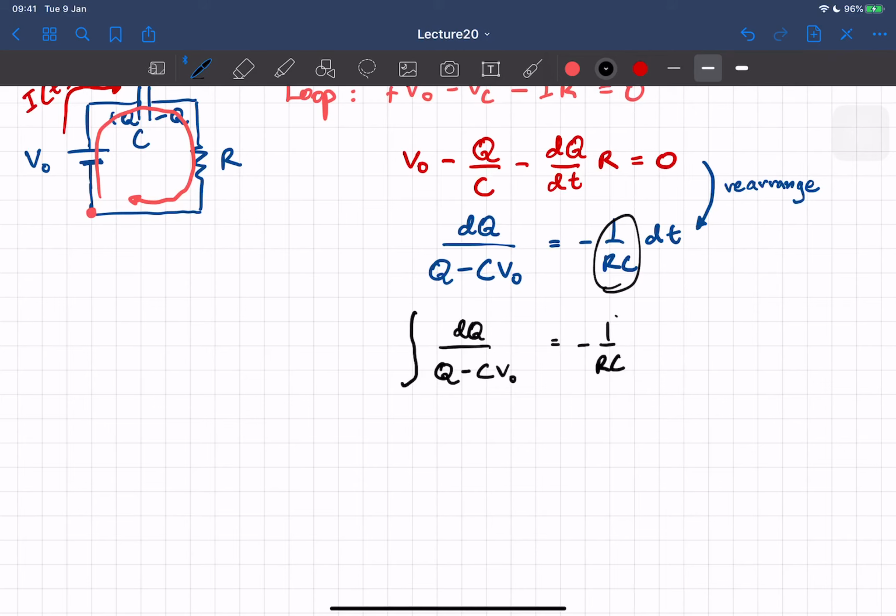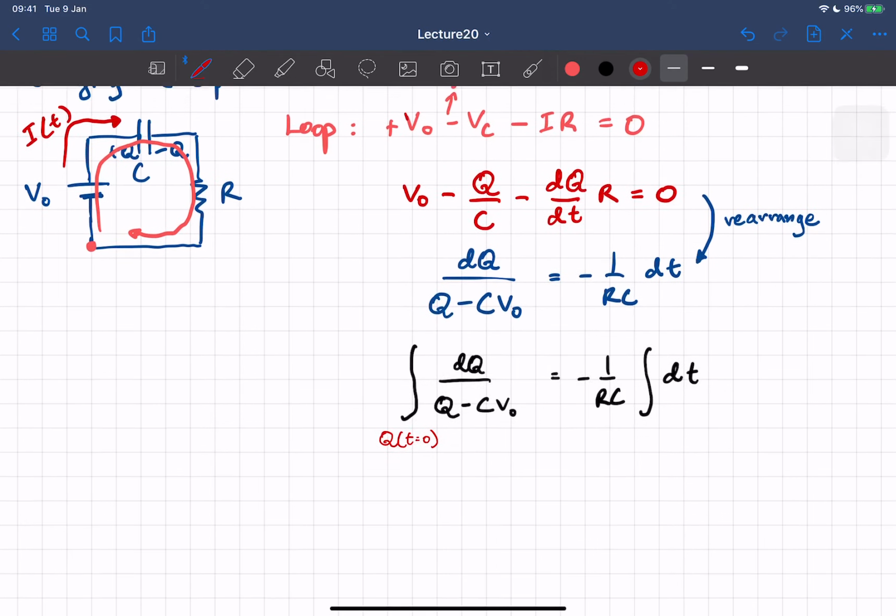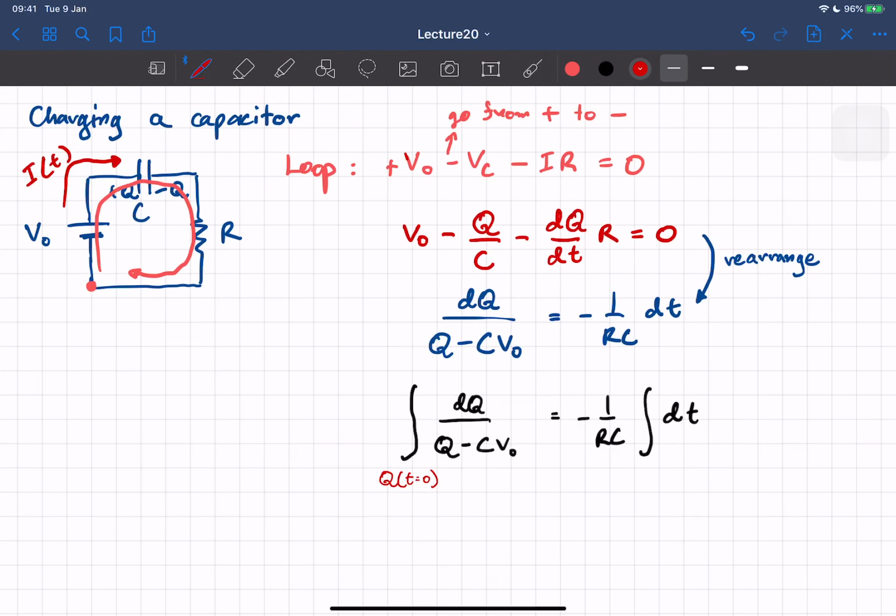Again, this is a fixed constant, so I can take it out from the integral. I have it like this. And the limit of integration is from q at t equal to 0. In this case, we are talking about charging a capacitor. So at time equal to 0, we can assume that there's no charge on the capacitor. So we can integrate from q equal to 0, and then integrate to some other value, which is q as a function of time. And for time, it's the same deal, t equal to 0 to some other time later.